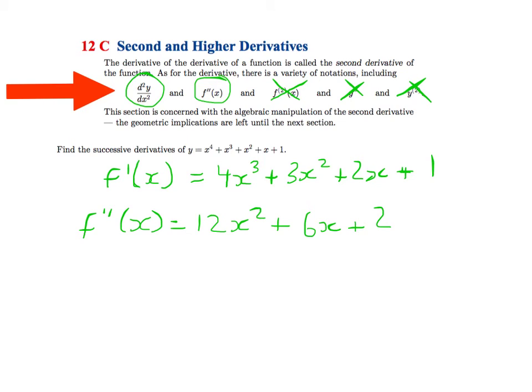Alright, so if you derive the second derivative, believe it or not, you're up to the third derivative. And the notation is like that. So then you derive the second one, so 12x squared derived will be 24x plus 6. Alright, and you can continue.